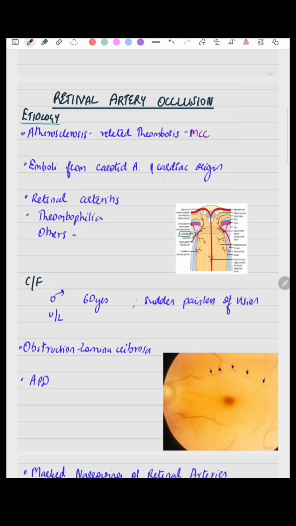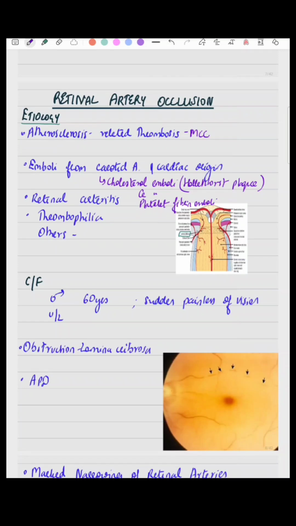Then emboli from carotid and cardiac origin can also be there. It can be due to cholesterol emboli, that is known as the Hollenhorst plaque, or calcium emboli or platelet fibrin emboli. This platelet fibrin emboli causes retinal ischemic attack.